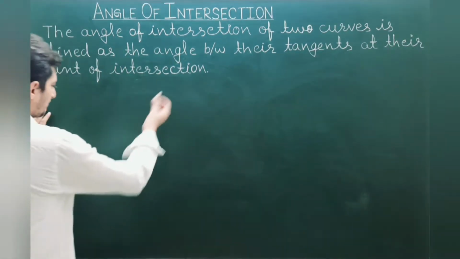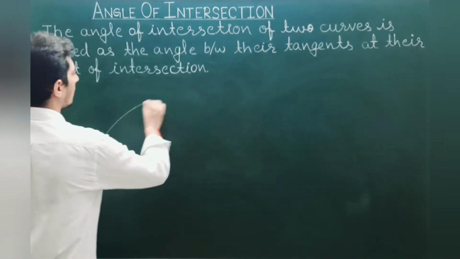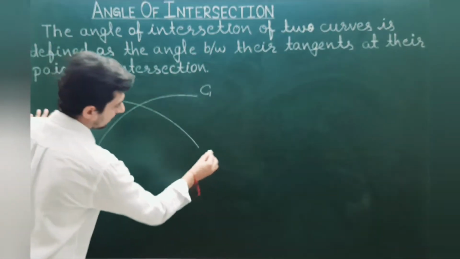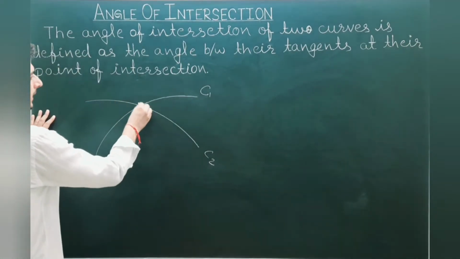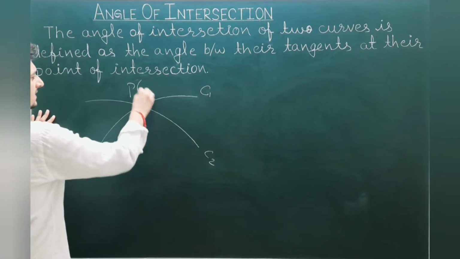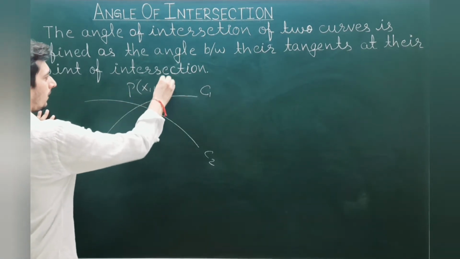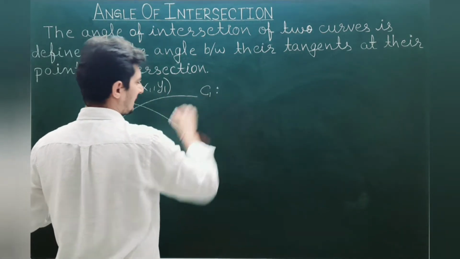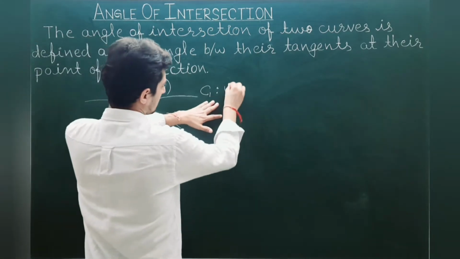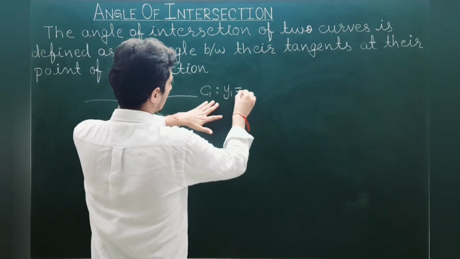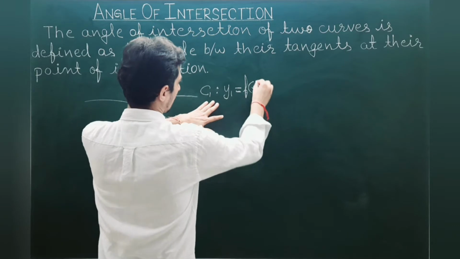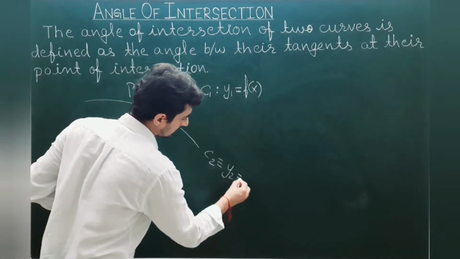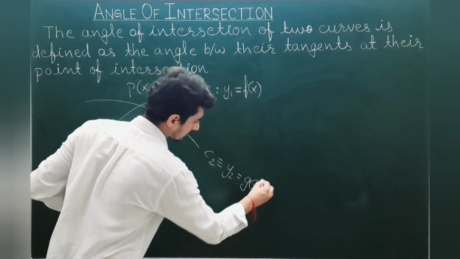So first of all, consider two curves. Let there be a curve C1 and let there be another curve C2 intersecting at some point P, and let's say this point is x1 comma y1. Further, let's say this curve C1 is given as y1 equals some function f(x) and C2 is y2 equals some function g(x), right?